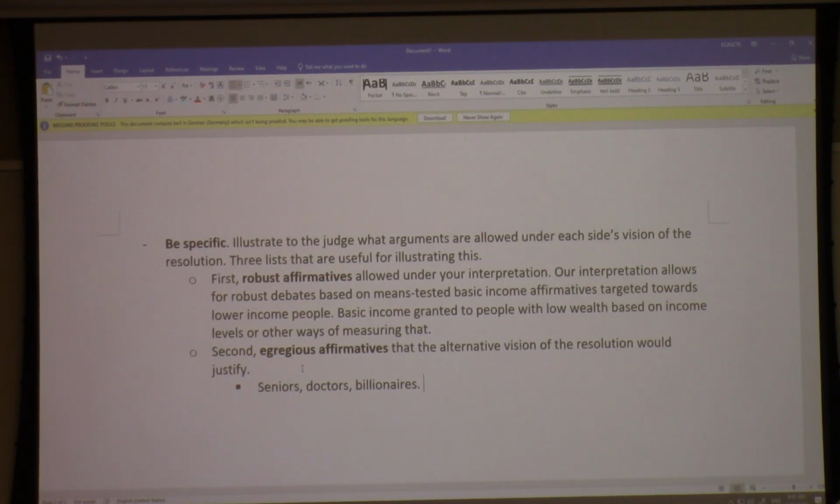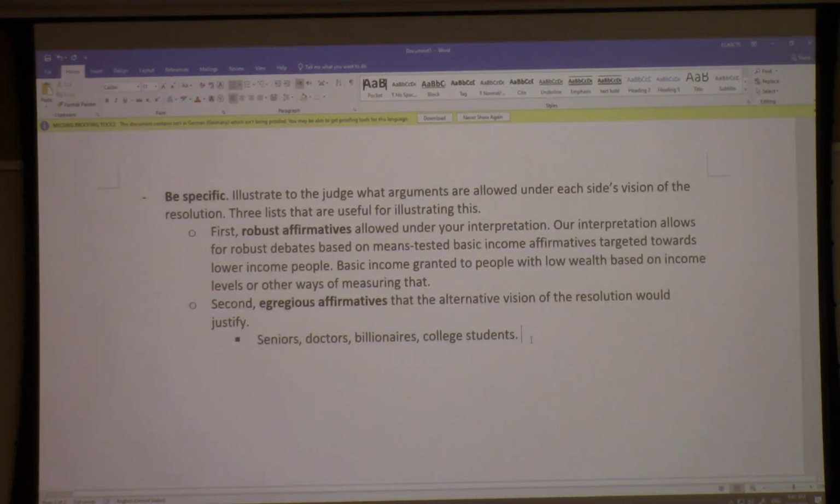Yeah, every college student. You could say that college education is good. We should encourage more people to go to college. So give every college student $1,000 a month. So college students. Yeah. So these are all egregious examples of affirmatives that would be allowed if we didn't have this fiscal redistribution part of the resolution. And there's really no limit to what category of people we could argue just deserve more money, and then they could read the damages to why that category of people are good.